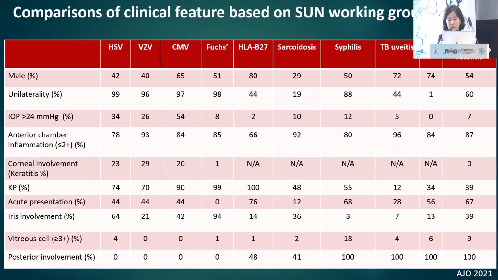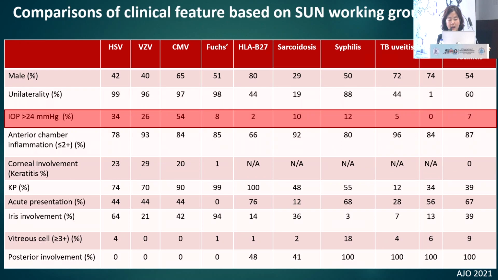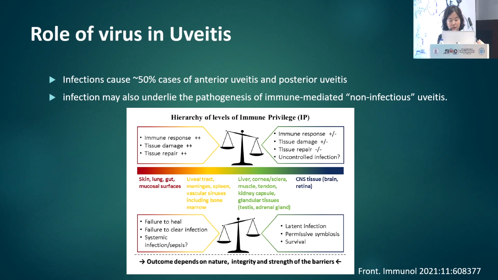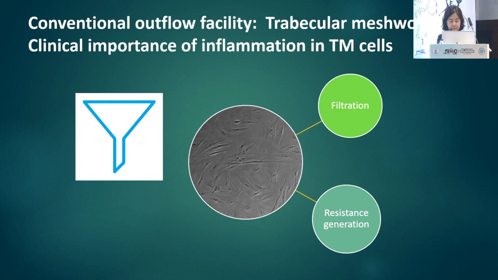When I summarize the key findings of the SUN Working Group reports, the prevalence of high intraocular pressure, ocular hypertension, was seen with cytomegalovirus in 50% of the cases, followed by HSV-1, varicella zoster, and sarcoidosis. It is not surprising that infection causes 50% of the uveitis cases, and it is related to the fact that the anterior chamber has an immune privilege, like the testis or CNS.